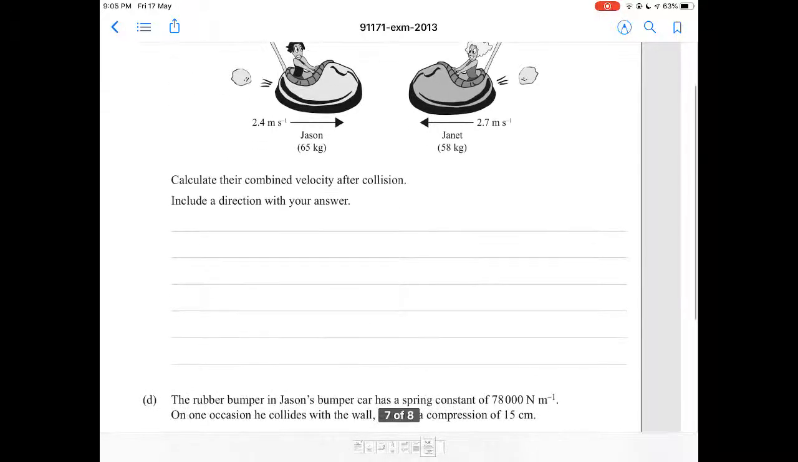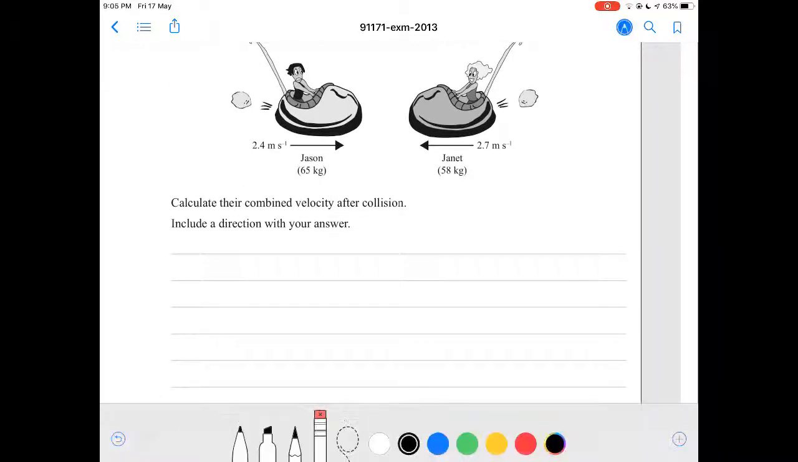Okay, so basically in this question we're just going to say we're assuming conservation of momentum, so the initial momentum is equal to the final momentum, okay? So to start it off, we're just going to say P equals mv, okay? So we're going to calculate Jason's momentum. Jason is 65 times 2.4, acting in the right direction.